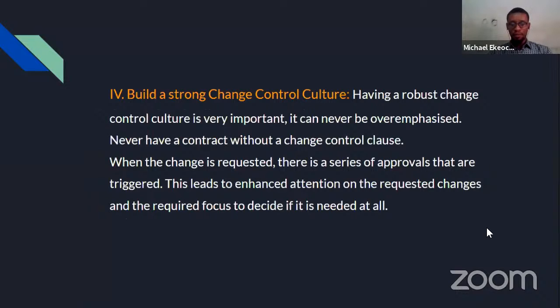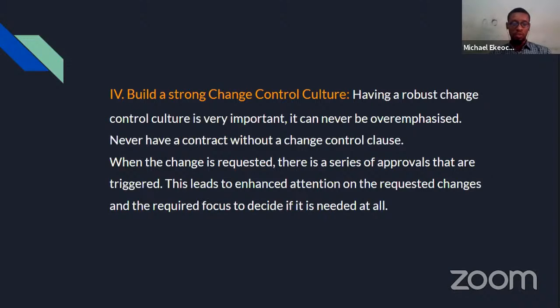Now, yeah, this is it. The fourth way of managing scope creep is to build a strong change control structure. Having a robust change control structure is very important. It can never be overemphasized. Never have a contract without a change control clause.